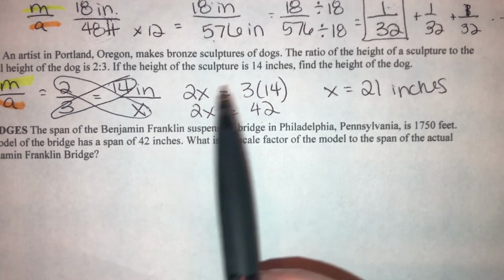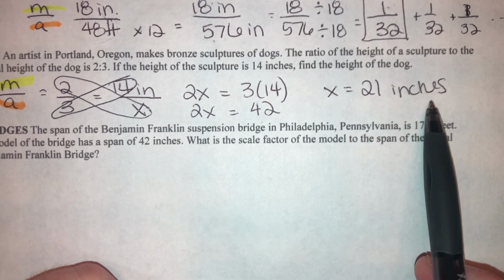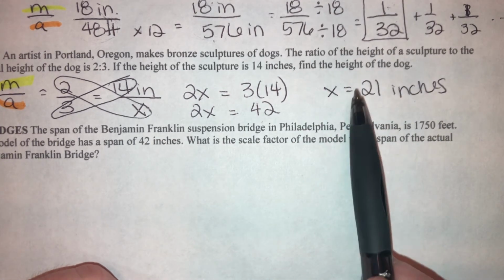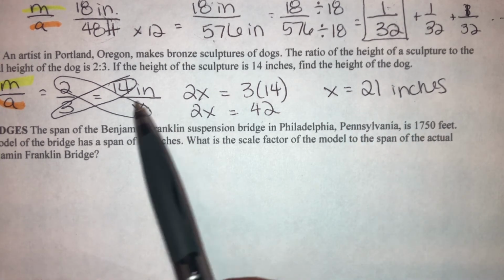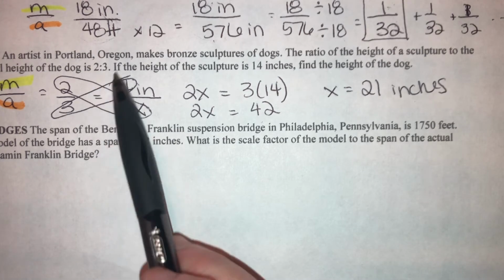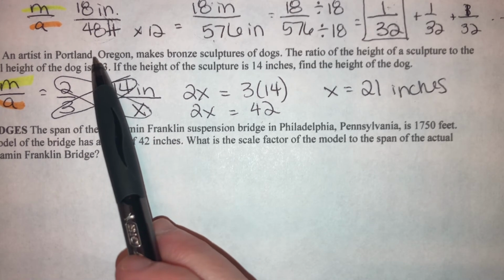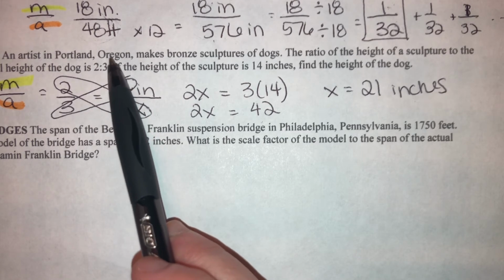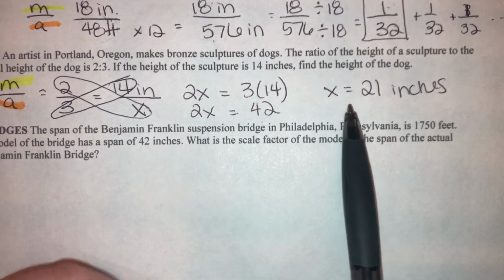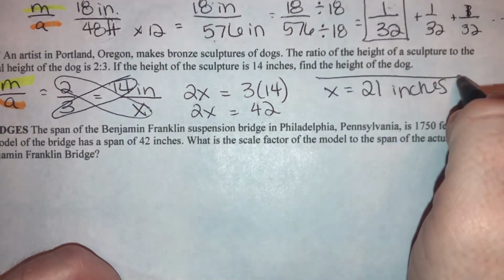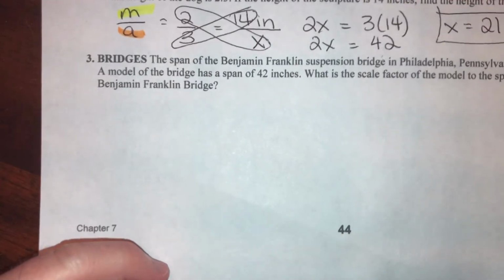So if the sculpture is 14 inches, how big is the actual dog? 21 inches. And you say, well, that's super close. That's not like we just talked about a train, you know, whatever. Well, yeah, it says that the scale factor, the scale model is 2/3. So for every 2 units of the model, there's 3 units of the dog. They're going to be really close. The sculpture is going to be really close to the actual size of the dog. So it makes sense.